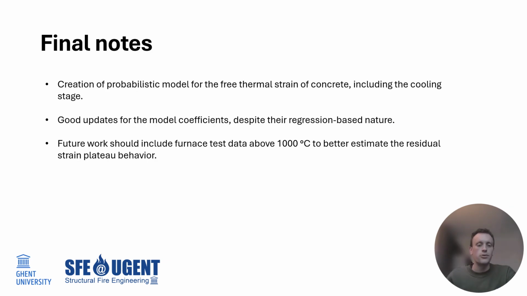To conclude, some final notes. So in this work, we've created a probabilistic model for the free thermal strain of concrete, including the cooling stage. This was done for a very normal concrete without any special additives. It's a normal strength concrete C30/37. As long as you stay close to this concrete, the results will be similar, but if you deviate very far, then you may need to run some tests and update the model again. We got very good updates for the model coefficients, despite their regression-based nature. And that's very important because they are not real quantities that you can measure. You need to derive them indirectly, but that worked quite well.